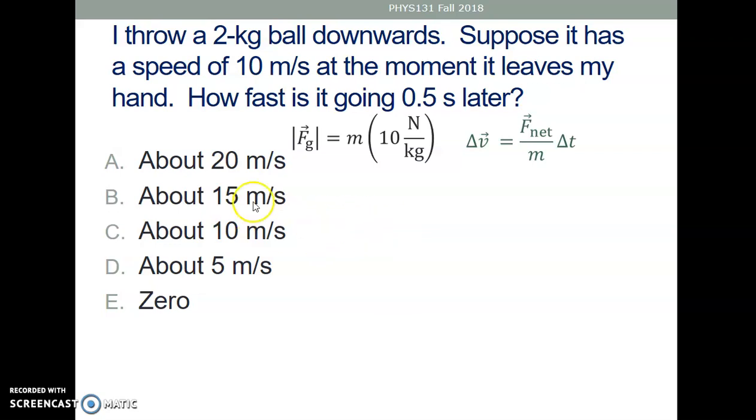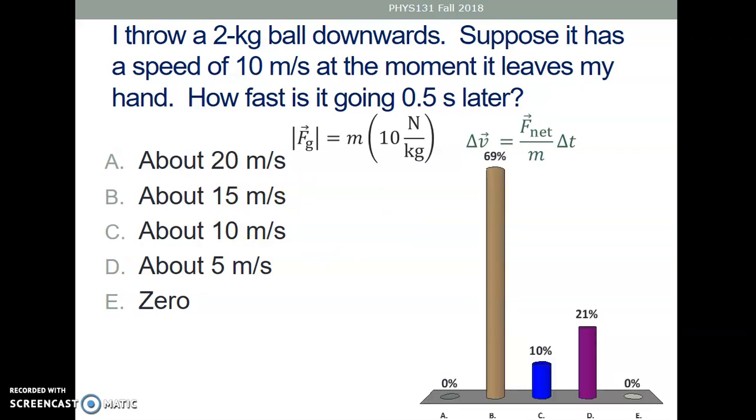Alrighty, 3, 2, 1. And the popular answer and the correct answer was B, about 15 meters per second. That's because the ball is initially going downward at 10 meters per second, it's going to gain another 5 meters per second of speed. Remember, in the last question, we said that it gains 5 meters per second of speed for every half a second. Well, it still gains that 5 meters per second of speed, but now you have to add it on to the 10 meters per second. So that is why we have 15 meters per second.